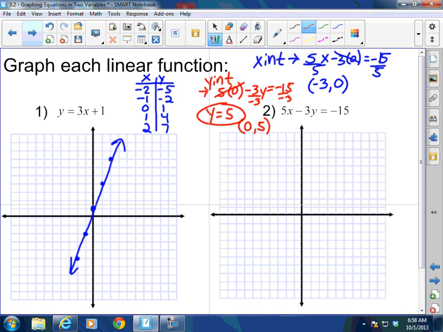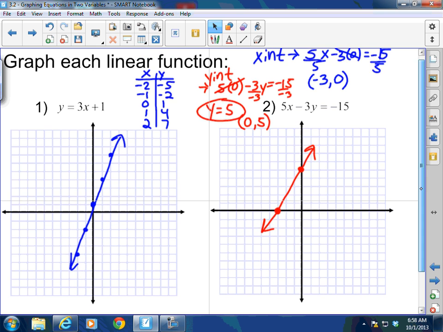So let's plot the x and y-intercepts. The x-intercept is -3, 0. The y-intercept is 0, 5. Bam. Connect the dots. You just graphed a line using standard form and the x and y-intercept method. Awesome.